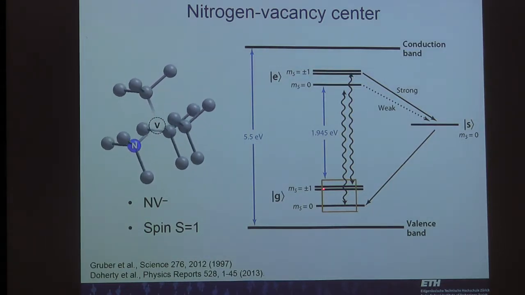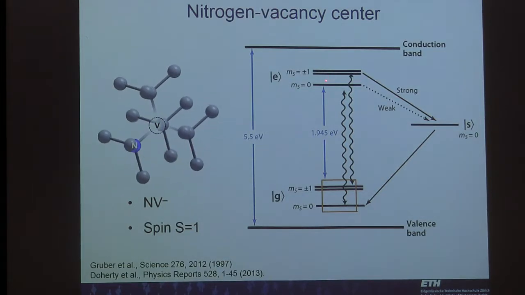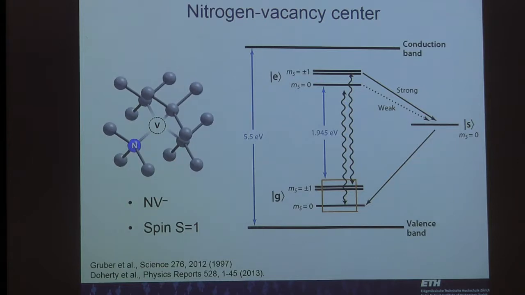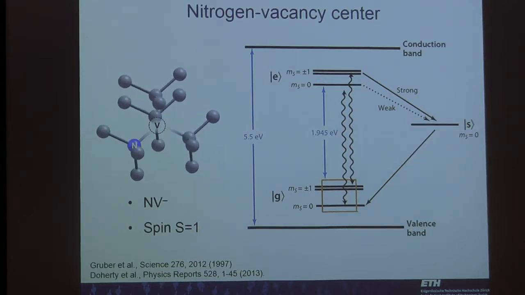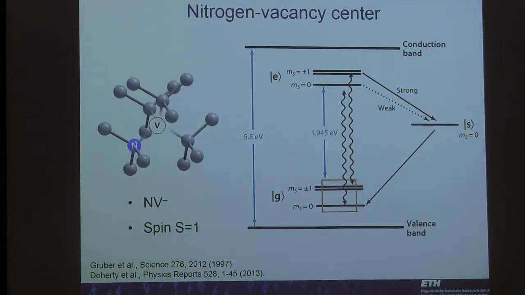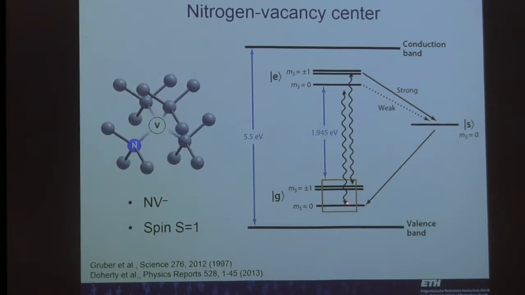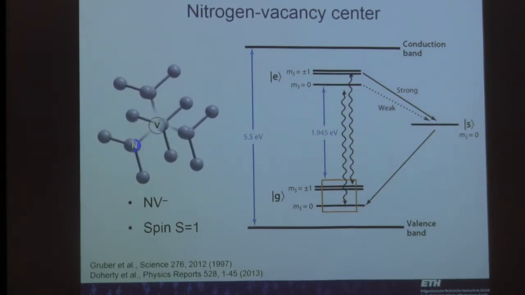So it has a ground state and an electronic excited state, with an energy of about 630 nanometers. It has a third, singlet state, which is very important for the optical pumping process and also for the spin-selective readout, as you can see. Interesting for us is the ground state, which has three spin energy levels.